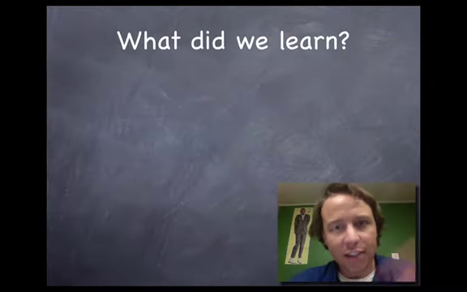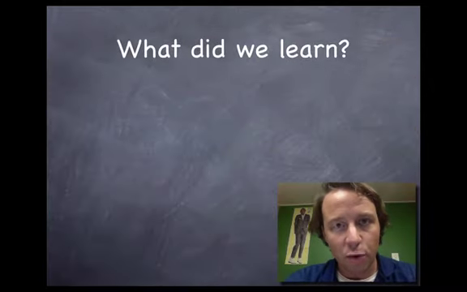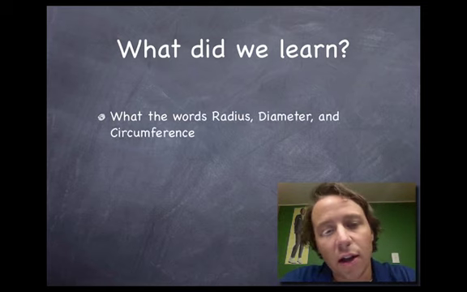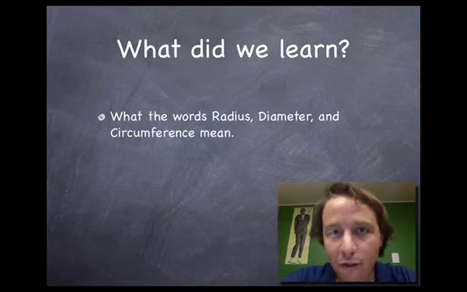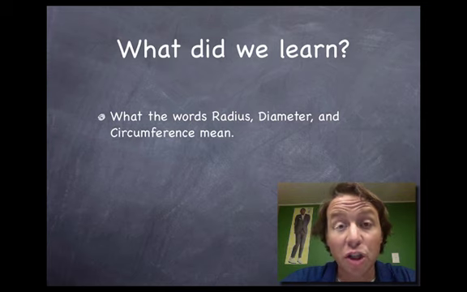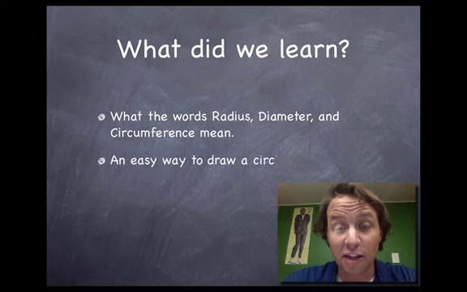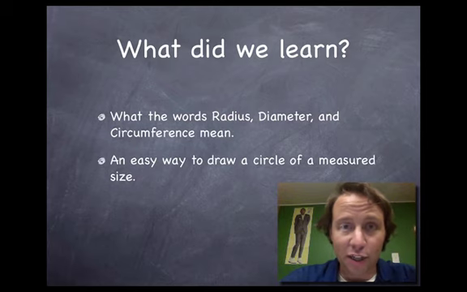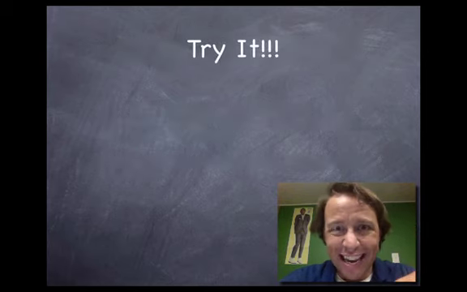Okay, cool. So let's just talk again quickly about what we learned today. Well, we learned that the words radius, diameter, and circumference all have definitions and all have something to do with a circle. And we also learned an easy way to draw a circle. If you want to, go ahead, back it up, check that video out. I want you to try it yourself. We're going to go ahead and do that in the try it section.